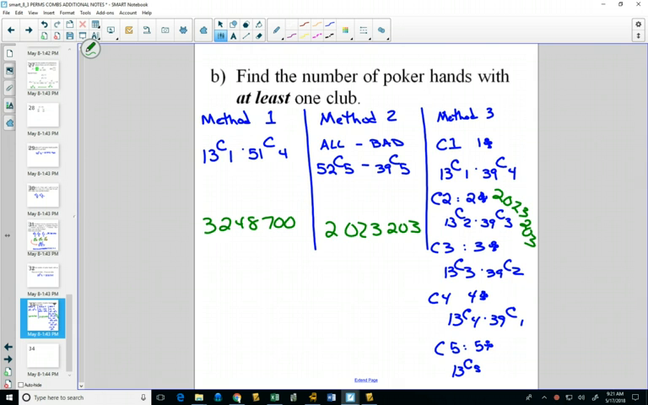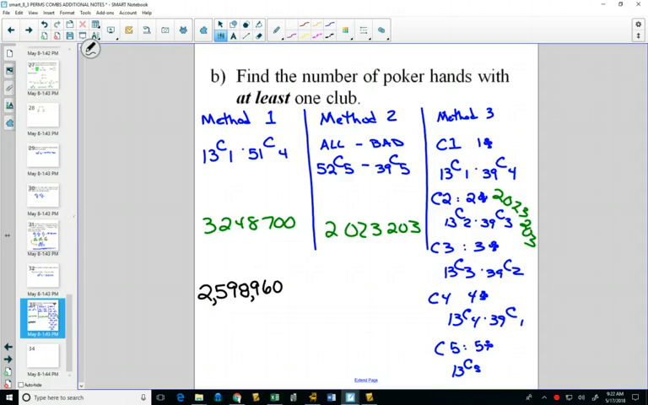The total possible poker hands that we figured out earlier was just about 2.6 million. And method 1 says of those 2.6 million, 3.2 million have at least one club. Can you see the logic problem we have here? There are more poker hands with one club than total poker hands in total. And that doesn't even include some poker hands that we haven't counted. What? That doesn't make sense. So that is the reason why method 1 can't be right.